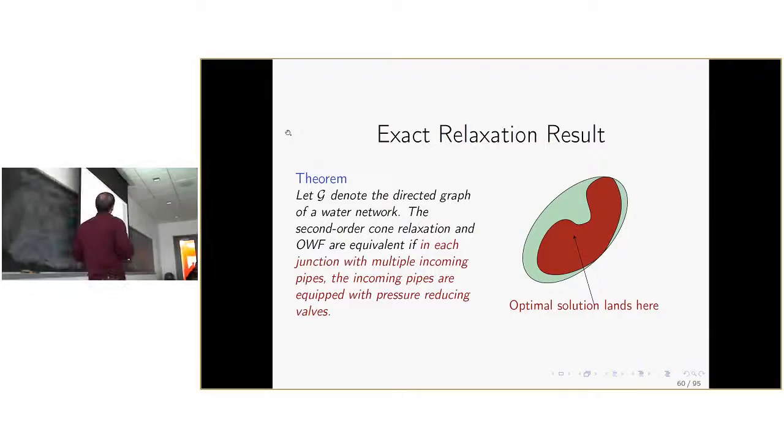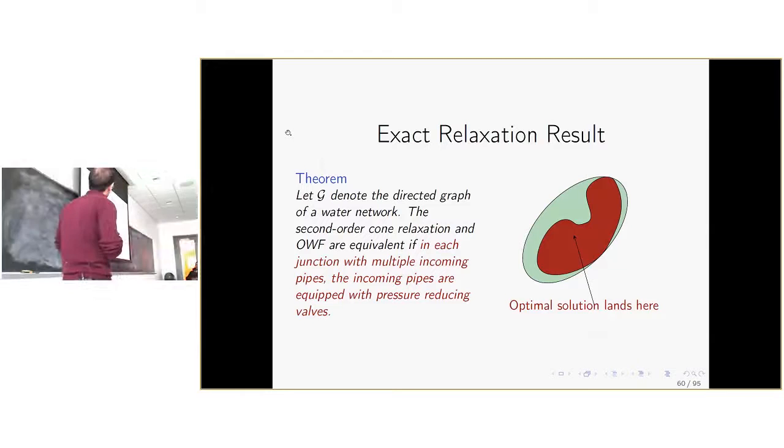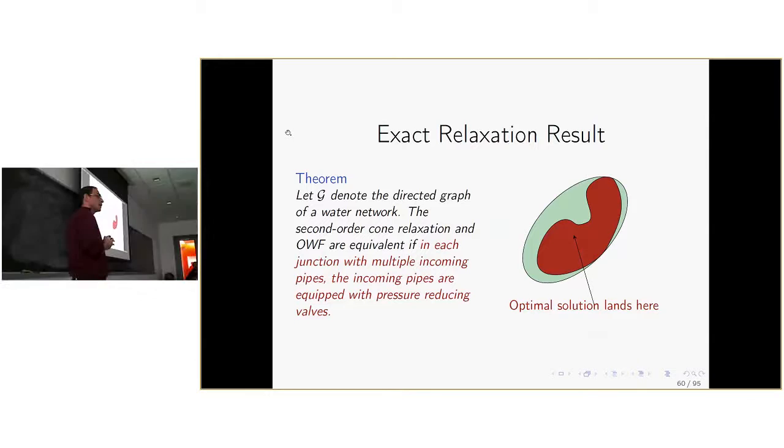This is the result. Now we solve the relaxed problem, and the result is as follows. So we have a water network, and we have an optimal water flow problem, and we have the second order cone relaxation. The solution to the second order cone relaxation is exact if in each junction with multiple incoming pipes, the incoming pipes are equipped with pressure reducing valves. Pressure reducing valves, they act like a resistance. So they reduce the head gain between two nodes. Let's say you have node I and node J. There is a pressure reducing valve between these two nodes. So PRVs, pressure reducing valves, they reduce the head gain.